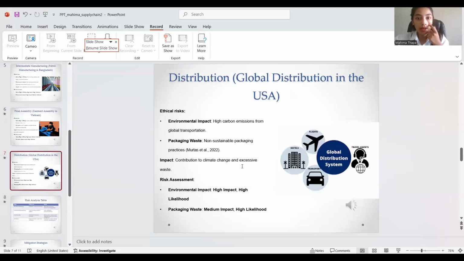That is about the risk of global distribution in the USA. This is the final stage, which is distribution and retail. Even though it seems less risky, there are still ethical issues. High carbon emissions from transportation are a big concern, and so is the use of plastic and non-recyclable packaging. I would say these are medium level risks, and they still matter in building a sustainable brand.